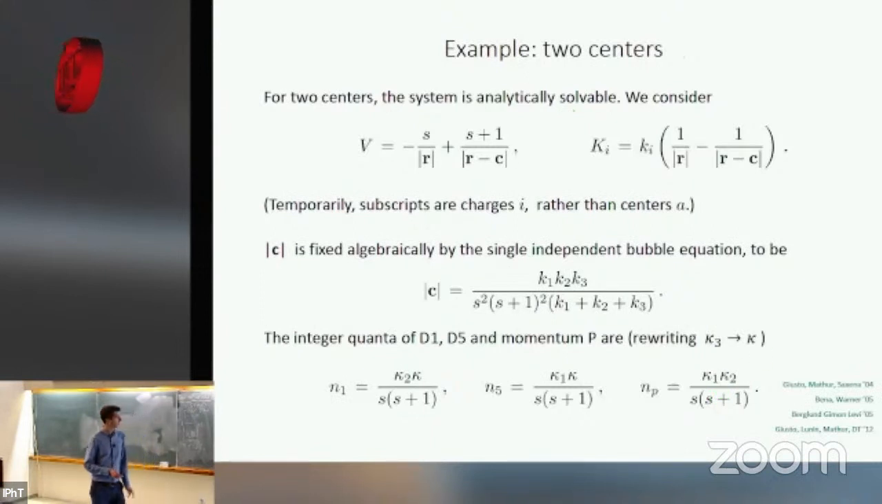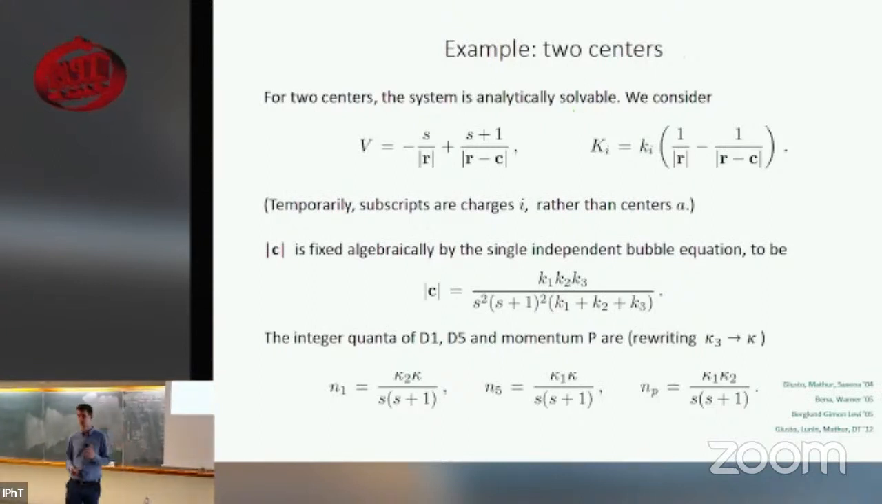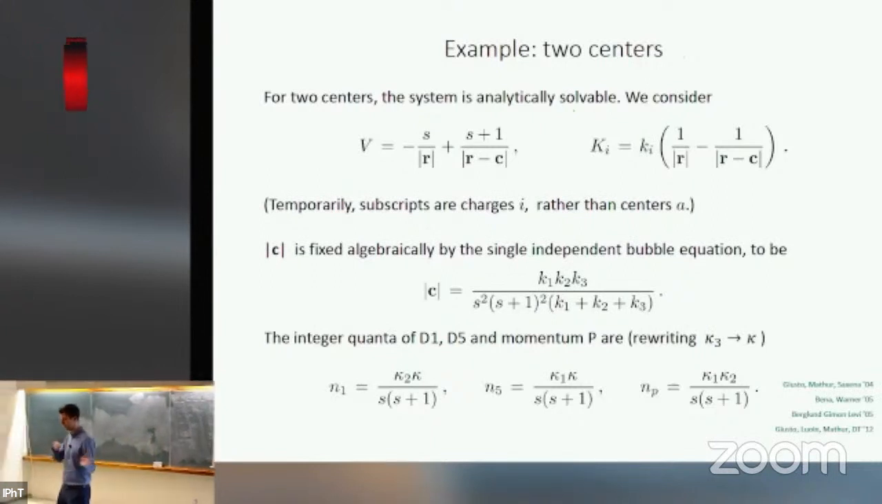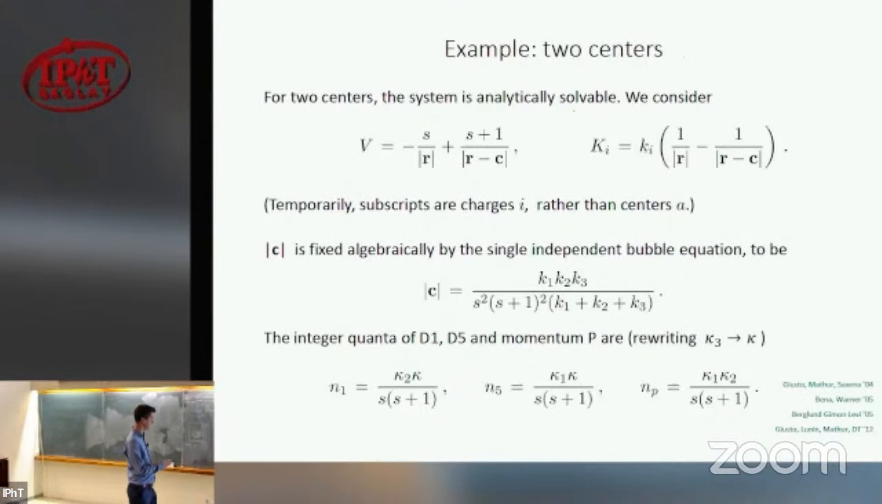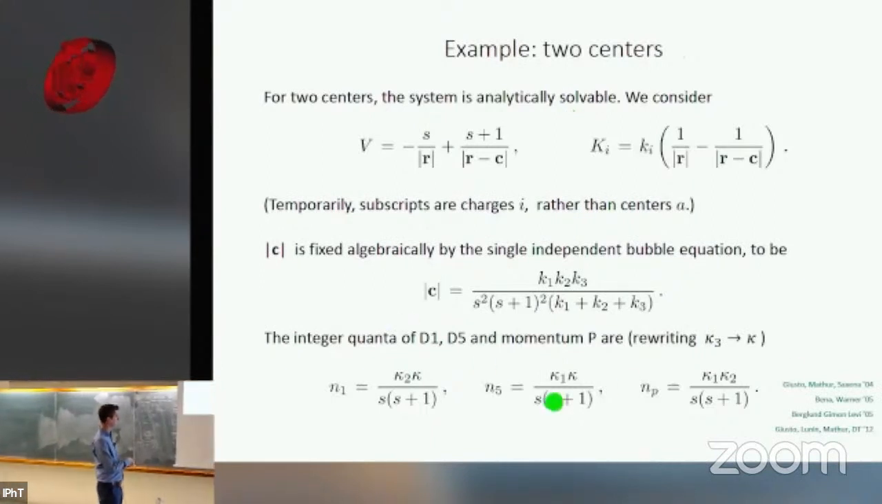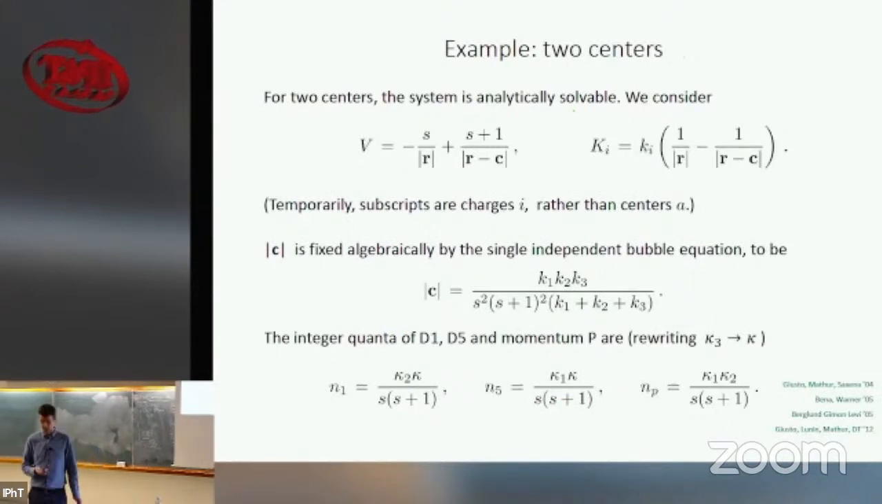So that's so far so nice, four parameters from which we derive the charges and so on. And if you prefer to think of the charges as the things that you choose and fix, you can take your four parameters to be N1, N5, kappa, and s. And that determines the configuration completely.